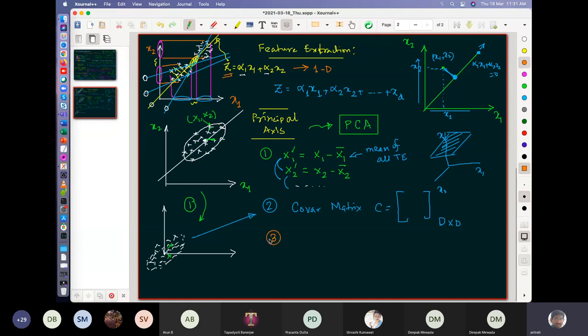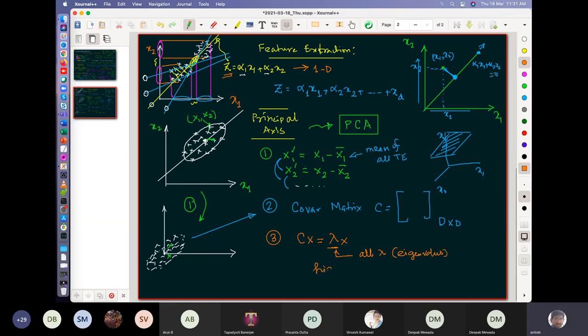Step number 3: with this covariance matrix, I will try to find the principal eigenvector. You know how I get the eigenvalues. If you solve for lambda, you will get all the lambdas. That is your eigenvalues.